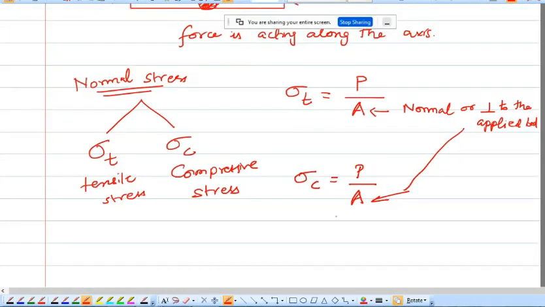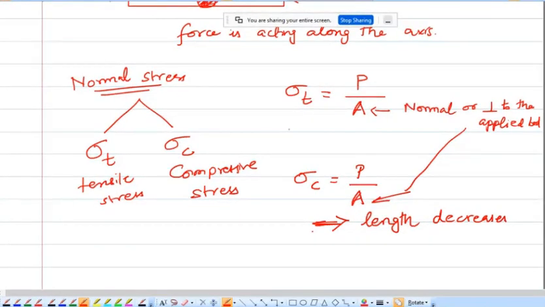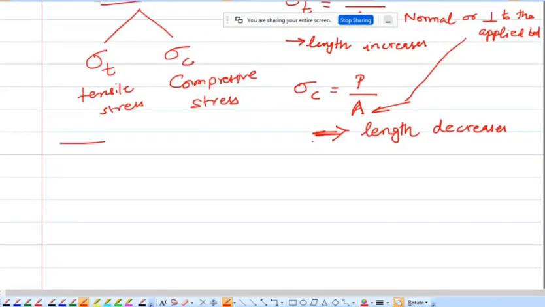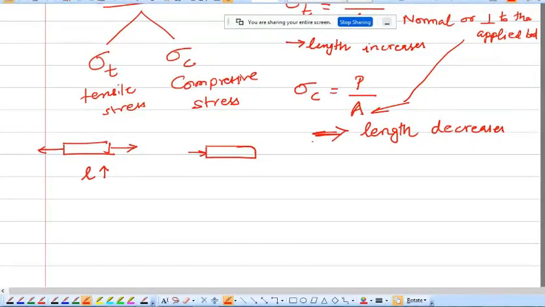If you apply a compressive force, what happens? The length of the member decreases. And if it is subjected to a tensile force, what happens? The length increases. You can say it from the figure itself. Tensile stress means you are applying a pulling force, so the length increases. For compressive stress, you will be subjecting the body to two equal and opposite pushes, so the length decreases in the case of a body subjected to a compressive stress.